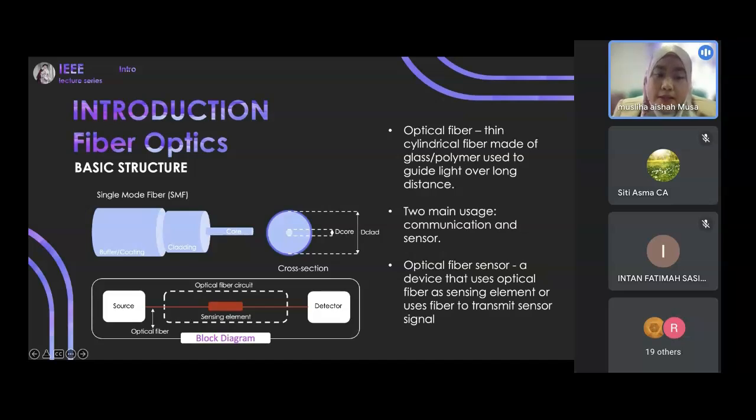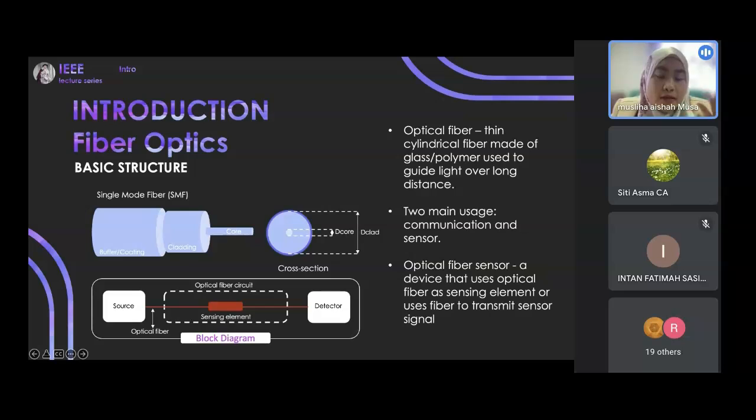It contains three layers, which are the buffer and coating, and then the cladding, and then also the core. The core is the inner part where the light is propagated, while the cladding is the outer part, which protects the light in the core so that it can transmit smoothly.